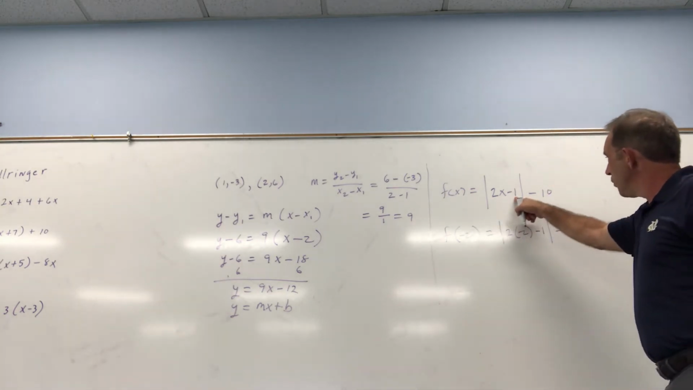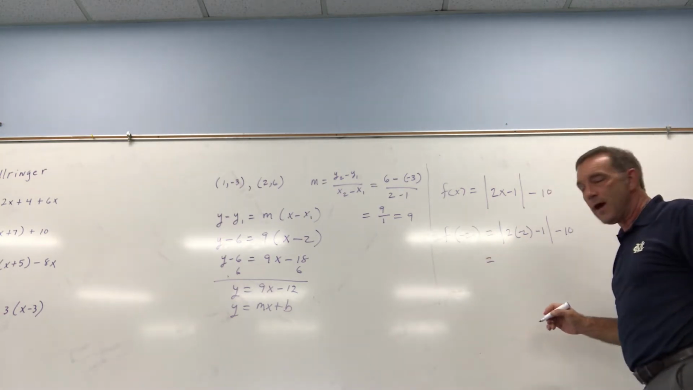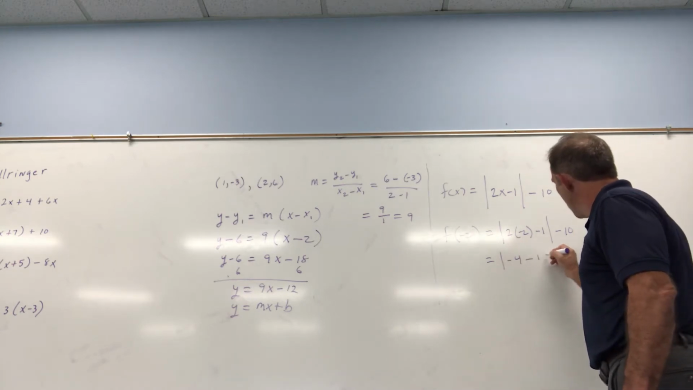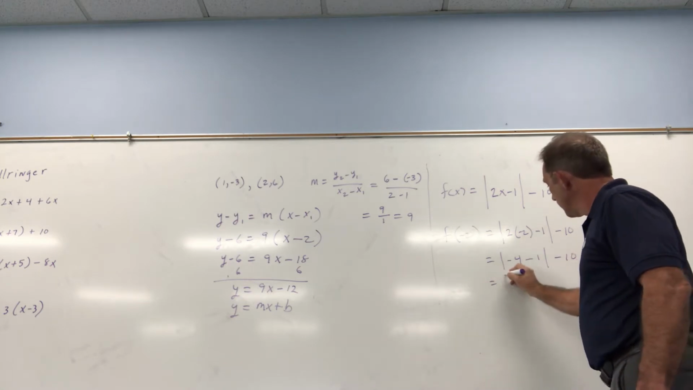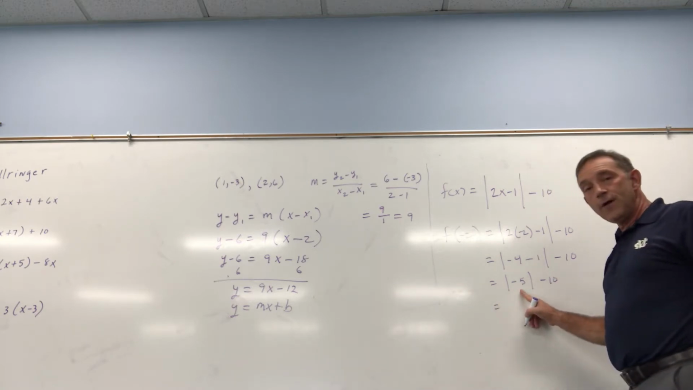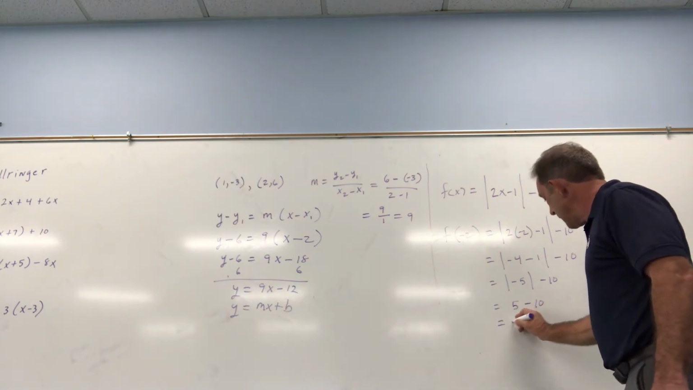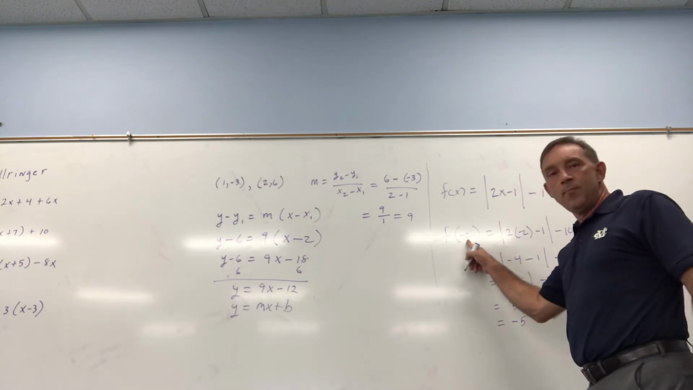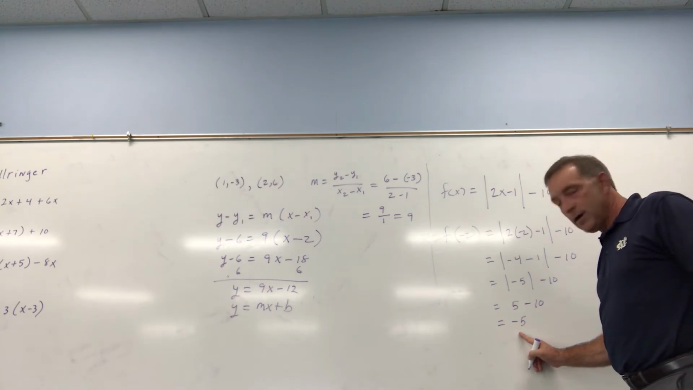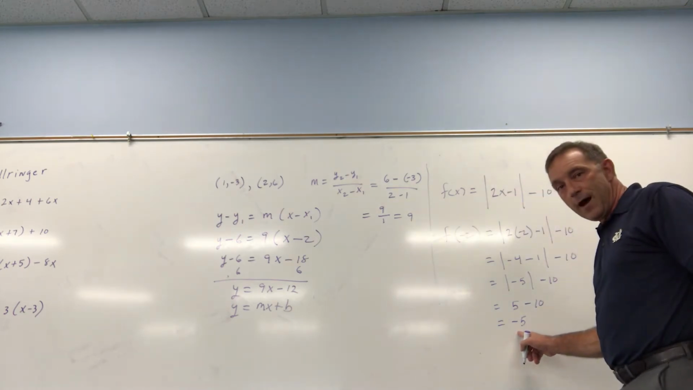So everywhere there's an x, I'm going to put a negative 2. So instead of 2x minus 1, it's 2 times negative 2 minus 1. So now I just need to work this out. So in the absolute value bars, you get a negative 4 minus 1. So it's the absolute value of negative 5. And the absolute value of negative 5 would be 5. And 5 minus 10 would be negative 5. So if we input a negative 2, the output that we get is negative 5. So f of negative 2 is equal to negative 5.